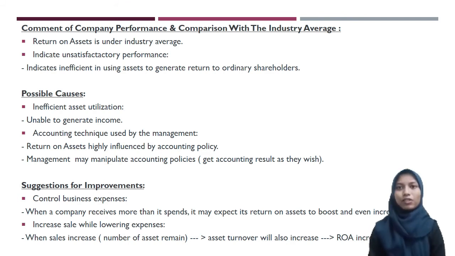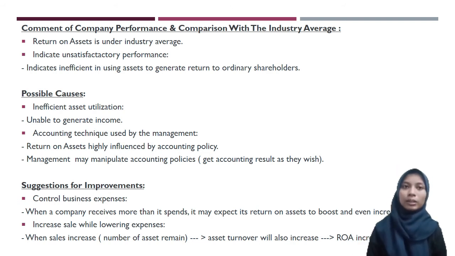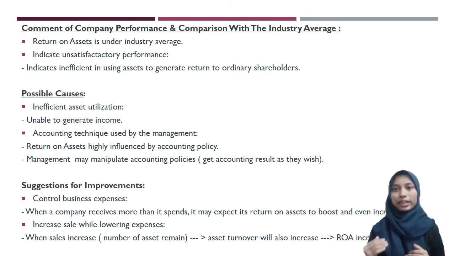Okay, the suggestion for improving return on asset is to control the business expenses. When the company receives more than it expends, it may be expected that the return on asset will boost and even increase. Okay, the next suggestion for improvement is to increase sales while lowering expenses. When sales increase while the number of assets remains the same, the asset turnover will increase. When the asset turnover increases, it can raise the return on asset.